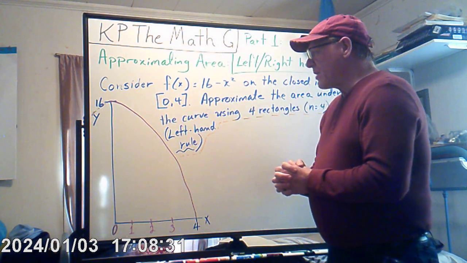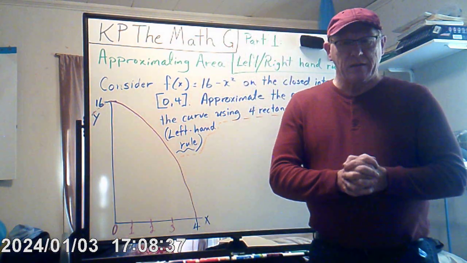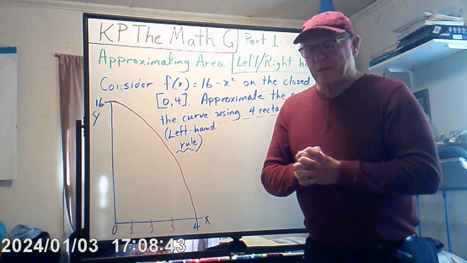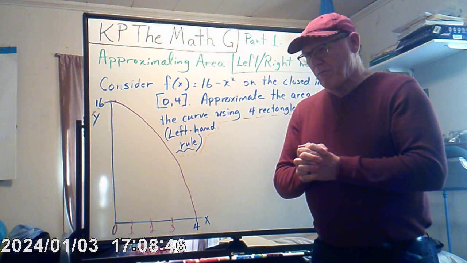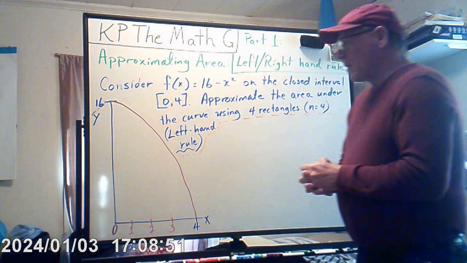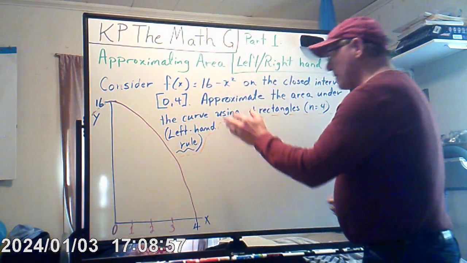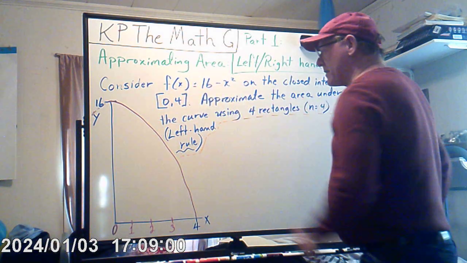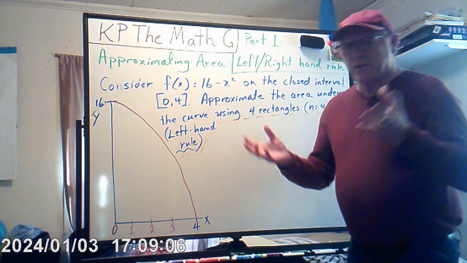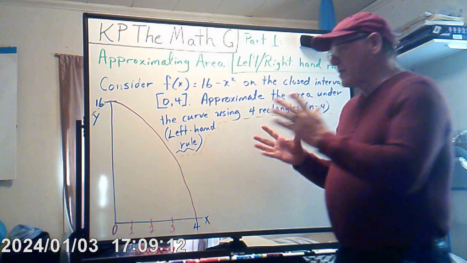We start off looking at approximations using rectangles, mainly rectangles, and then later on trapezoids. What we're looking for is this area. Now, here's what we're going to do. We're going to consider f(x) = 16 - x² throughout all of these videos. So if you have time, please look at all of the videos.